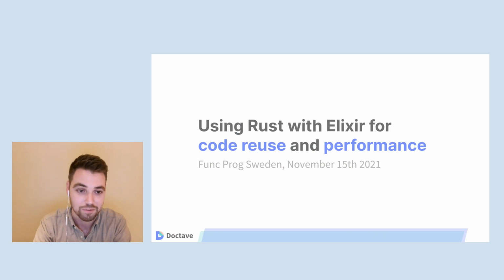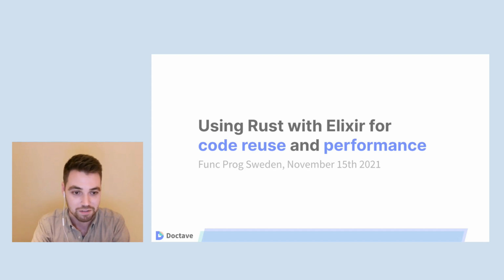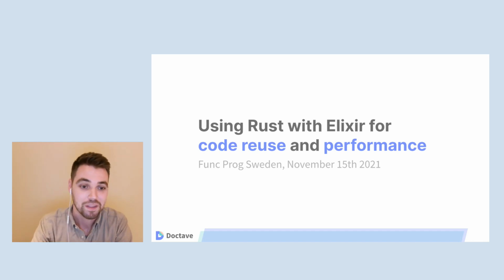Thanks very much. I'm here today to talk about using Rust and Elixir, and how we use those two languages for both code reuse and performance. This is going to be a story style talk. I'm going to walk through the scenario I found myself in as I was building Doctave, and the technical problems I had to solve. Unexpectedly, I found that the best way to solve this set of problems was by combining these two languages in a way I hadn't done before. I'm hoping you'll find it interesting as well.